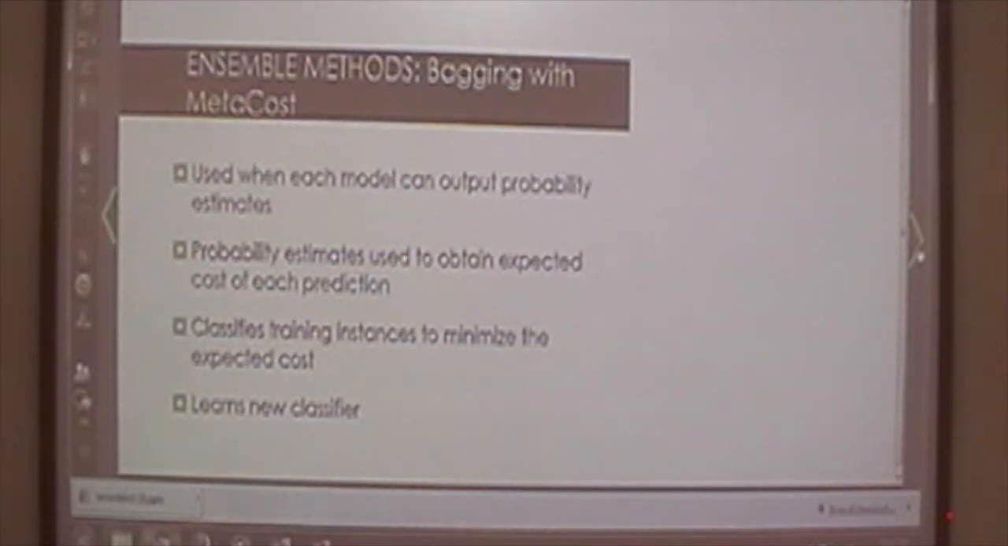But again, the basic principle is the same. You're going to start with your training set, create your random samples. From those random samples, create each model, except these models are now going to provide probability estimates instead of just a simple classification. Clear?